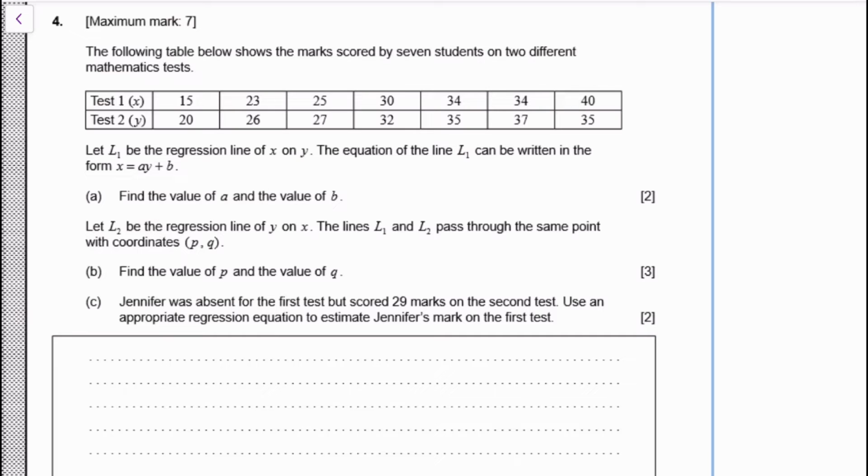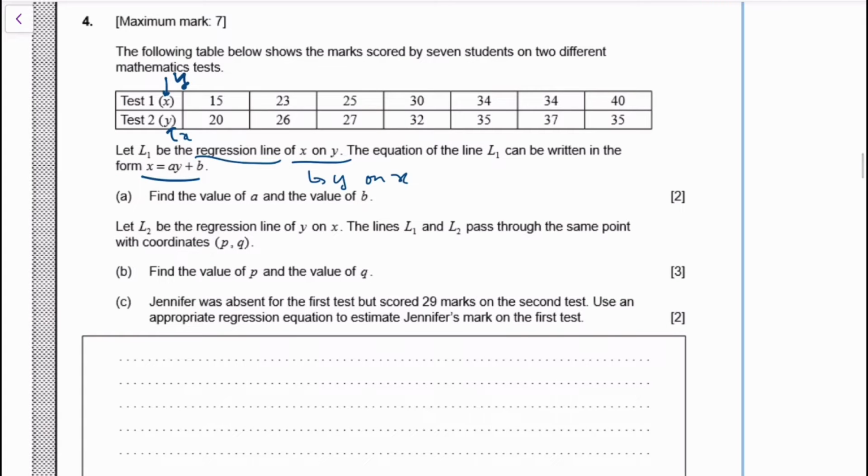Okay, finding regression line. The only thing tricky this time is usually when you do regression line, you do y on x. This time they do x on y. So basically the x is doing what y should do, the y is doing what x should do. I haven't figured out how to do that with the new GDC that I just showed you. So instead, let's use my actual GDC to do it.